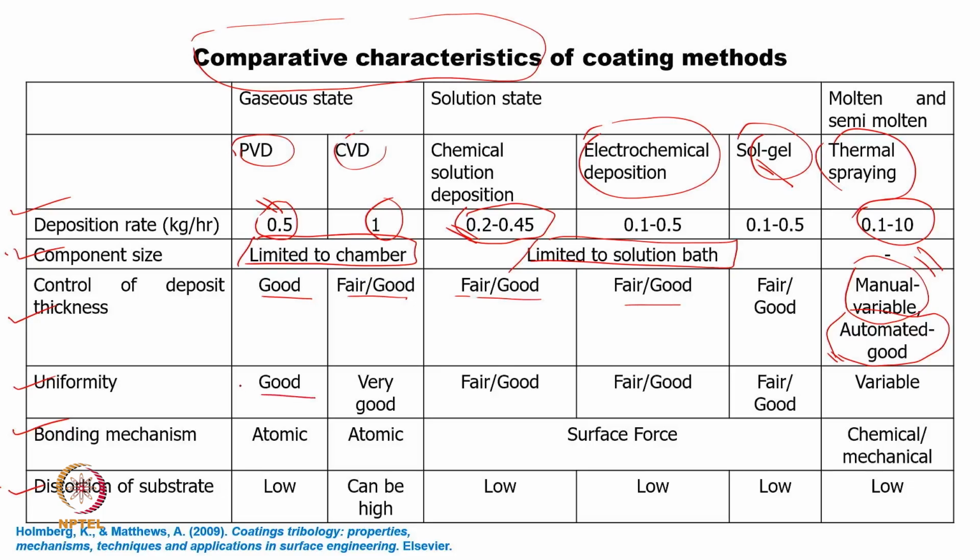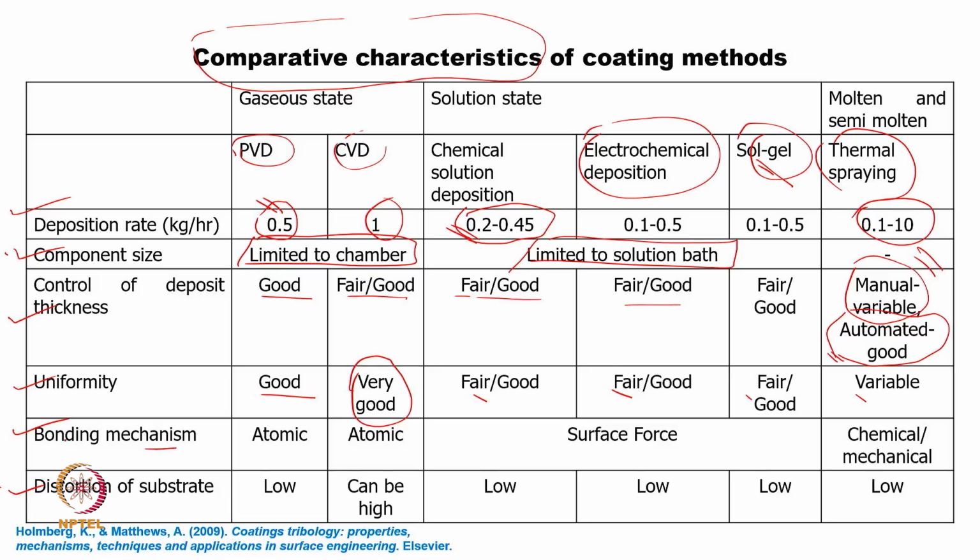Uniformity, in this case PVD is very good. CVD is the best among all the coating methods. Chemical deposition is fair to good, electrochemical fair to good, and also sol-gel, and thermal spray coating is more or less the same. So, it depends on whether we want manual or automated. Again, I am just trying to elaborate the methodology of how we go about selection, but it depends on availability, what kind of coating methods are available in house or nearby, and we may change this table as per the availability also.